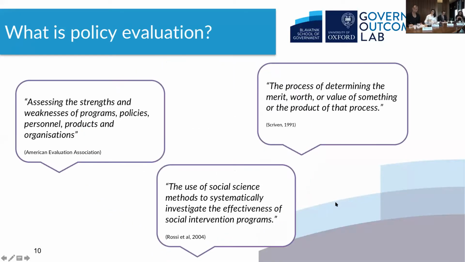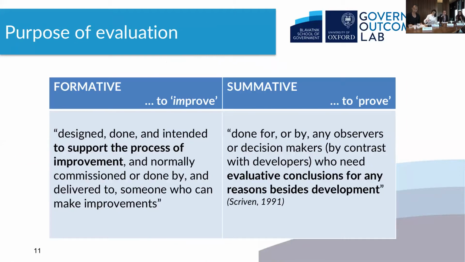Sure. So largely speaking, evaluation is the application of social science tools to really understand the degree to which a particular program or intervention is both rolled out the way we think it should be, and also whether or not it's effective, in a backward-looking sense. When we think through the various purposes of evaluation, we usually think about them in two camps, right? There's the formative side of evaluation, which is very much about trying to improve different interventions, different policies, different services. And as it suggests here, it's designed and intended to support the process of improvement, of implementation. It's normally commissioned or done by and delivered to someone who can make these improvements. So this is very much the domain of public managers, of commissioners, right? Folks who have oversight and managerial say in how things are done.